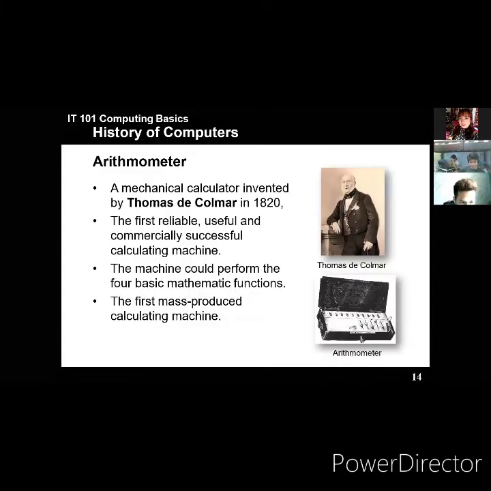Then, the arithmometer, a mechanical calculator invented by Thomas de Colmar in 1820, the first reliable, useful, and commercially successful calculating machine. The machine could perform the 4 basic mathematical functions. The first mass-produced calculating machine. So, take note of the first ones. Tingnan nyo yung mga first. Kasi ito yung first mass-produced calculating machine, the arithmometer.